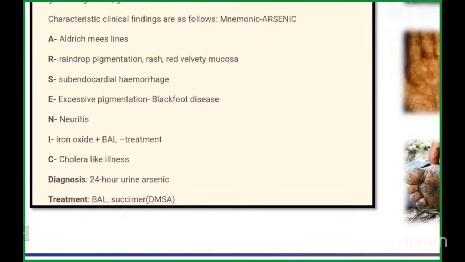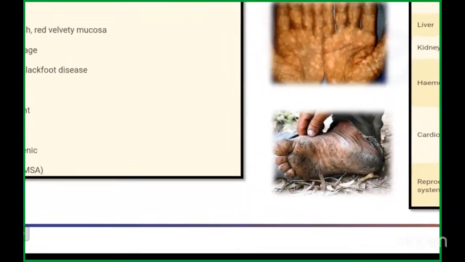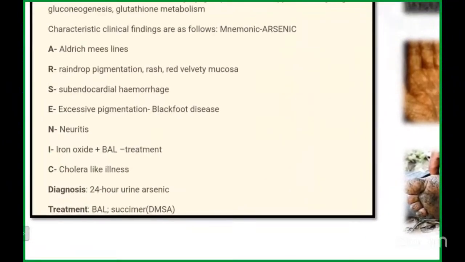E for excessive pigmentation, which can lead to symptoms of Blackfoot disease. The third image here shows Blackfoot disease because of excessive pigmentation and vasoconstriction. N for neuritis, which resembles very much a picture of polyneuropathy. And the treatment is BAL, British anti-Lewisite. And C, it also can produce a cholera-like illness, which leads to diarrhea, which is more in an acute arsenic poisoning.